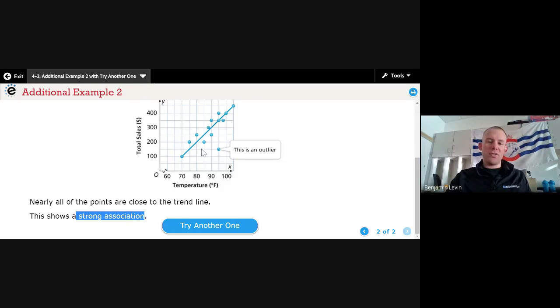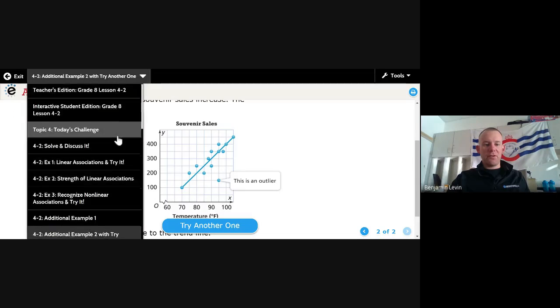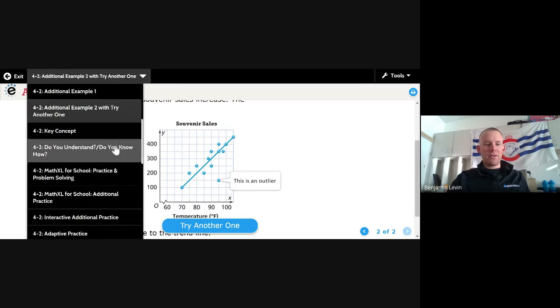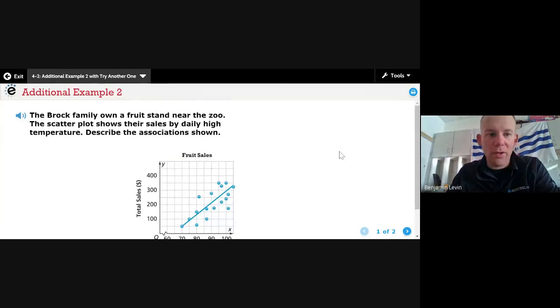The Brock family own a fruit stand near the zoo. The scatter plot shows their sales by daily high temperature. So same kind of premise here, right? As the temperature goes up, they sell more fruit because people are either leaving the zoo, going to their car at the parking lot. They're like, okay, yeah, I'll buy some fruit. There's more visitors at the zoo when it's nice out. So there's more people coming to their stand, right?